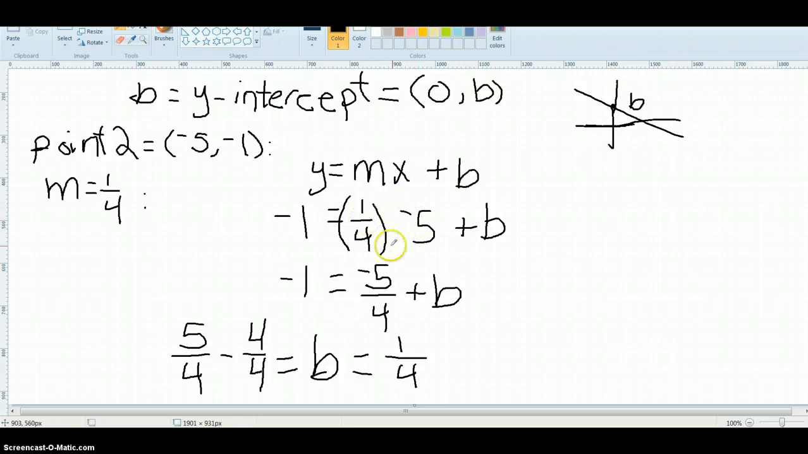We're going to combine these terms and get b all by itself. So the first step is to combine 1/4 and -5. So 1/4 times -5 is -5/4. So we have -1 equals -5/4 plus b, and we're going to add 5/4 to both sides. And then we're going to get 5/4 minus 4/4. I just converted this 1 to 4/4 so we can subtract these fractions easier. So 5 minus 4 is 1. So we get 1/4 equals b.